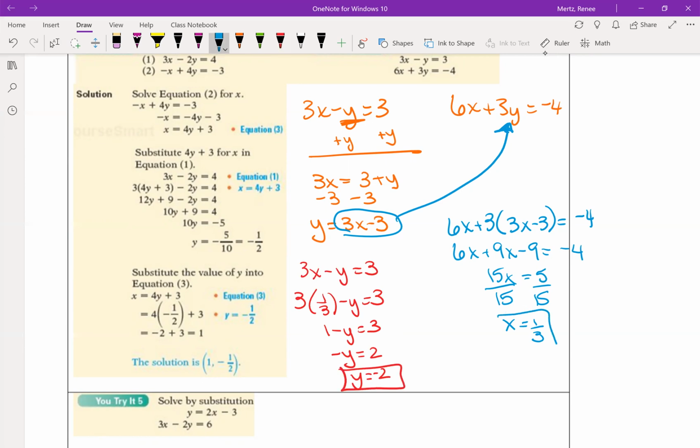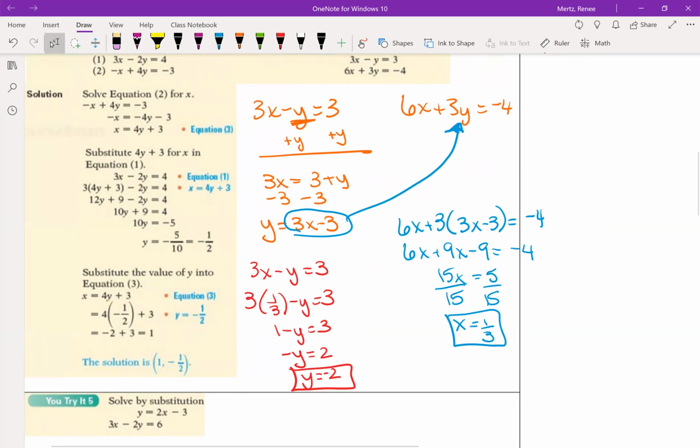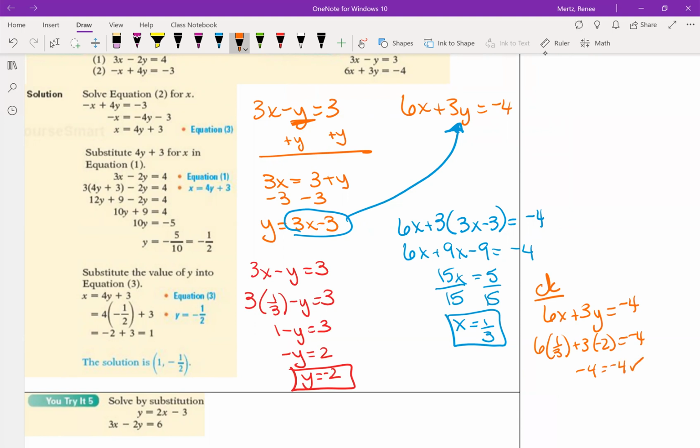Now I'll do my check. So I'm checking back into the other original equation to make sure that I'm right. So 6x plus 3y equals negative 4. 6 times 1/3 plus 3 times negative 2 equals negative 4. This becomes 2 minus 6 is negative 4 equals negative 4. Again, you can write your answer as an ordered pair or keep it just boxing x and y.